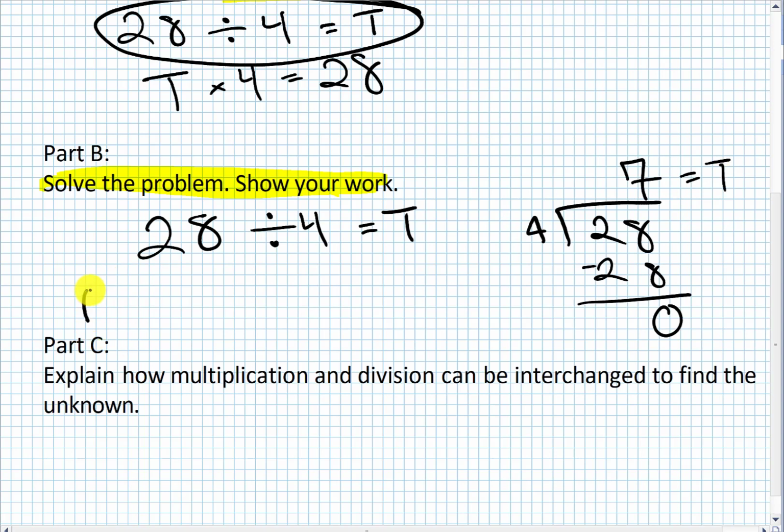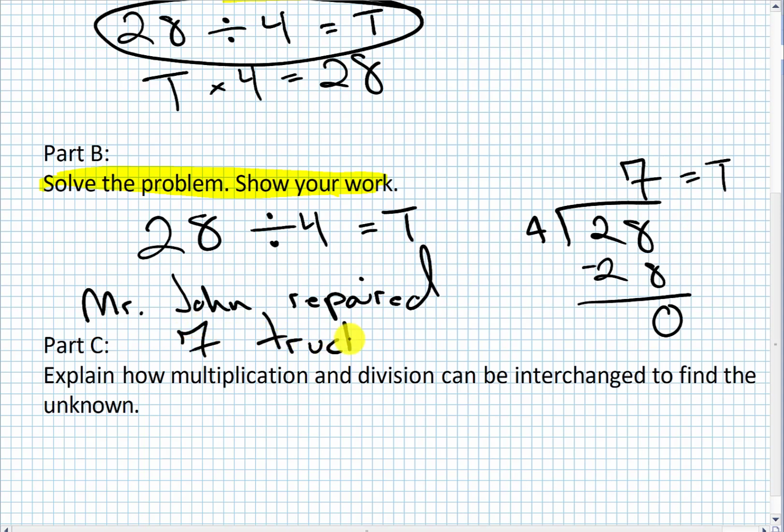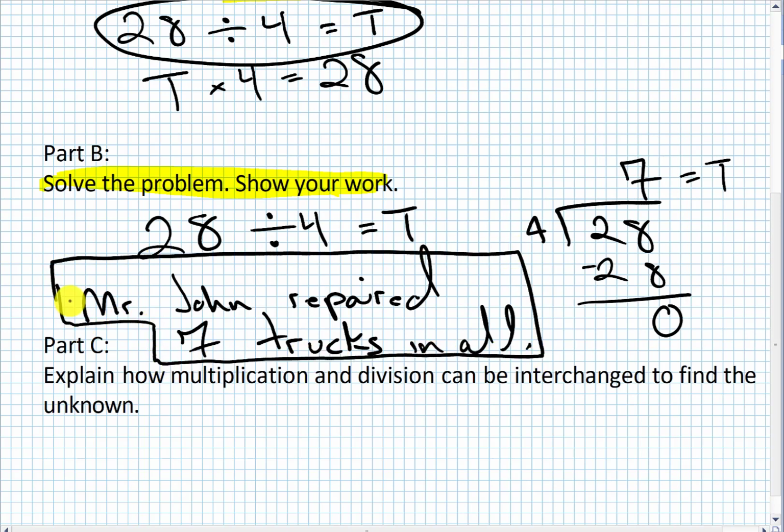So Mr. John repaired 7 trucks in all. Okay? Pretty straightforward. It's just a matter of making sure we understand our multiplication tables. And we actually looked at 4 times 7, 7 times 4 in problem number 2 when we were talking about the commutative property. So that actually worked out nicely and was very convenient.